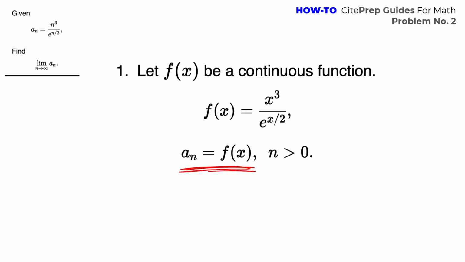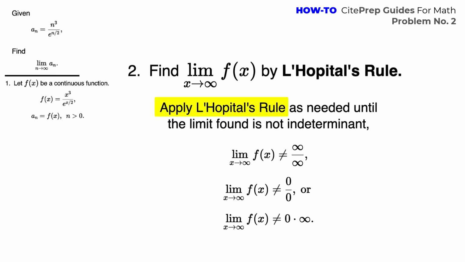Let f of x be a continuous function so that a sub n equals f of x for all positive n. Repeat L'Hopital's rule for f of x until we find the limit of f of x as x approaches infinity, so that the resulting limit is not expressed as an indeterminate form.